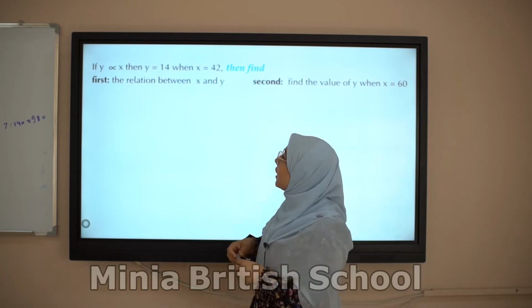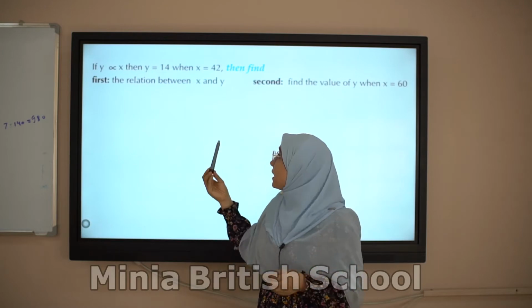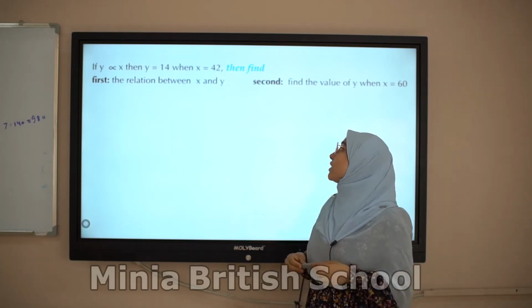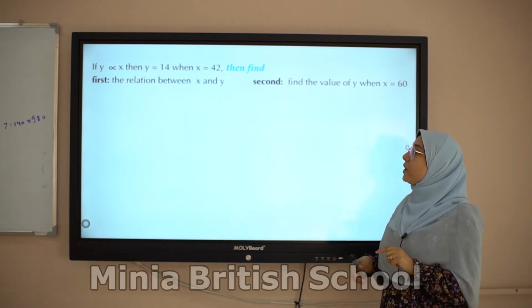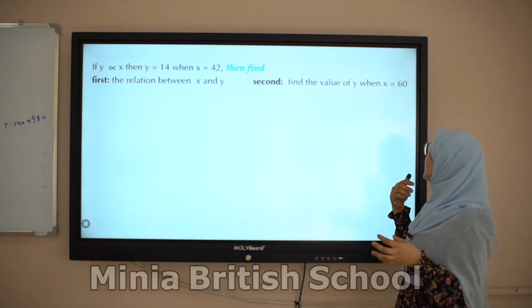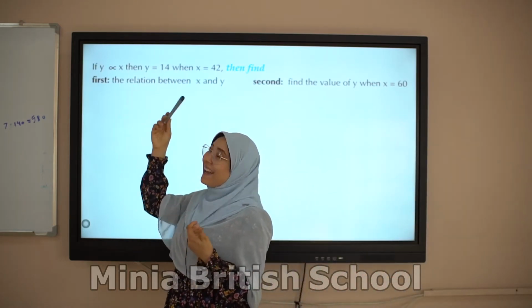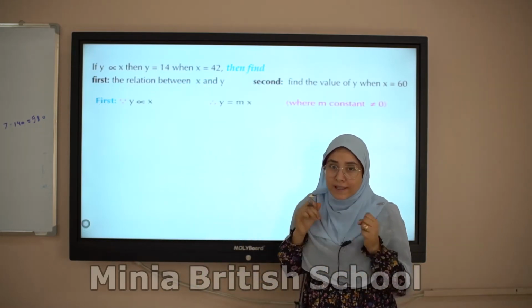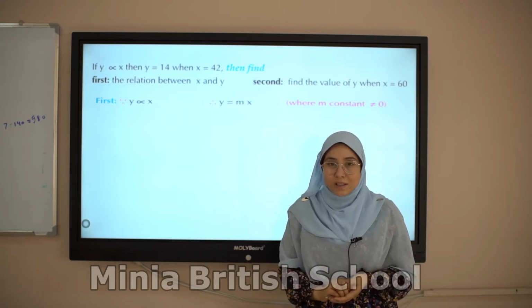For example, if y varies as x, and y equals 14 when x equals 42, then find, first, the relation between x and y. Second, find the value of y when x equals 60. Now, I said y varies as x, so y equals mx, where m is a constant number and not equal to 0.